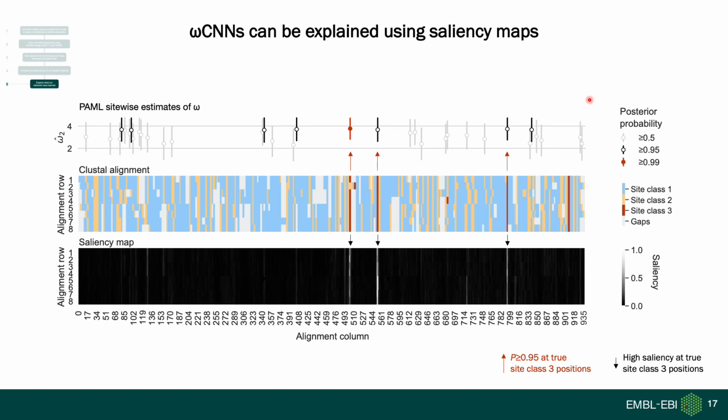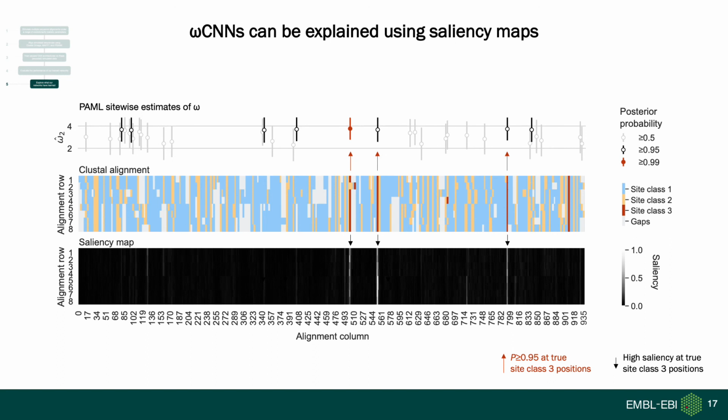Well, here I'm showing an example in which 3 of the 5 true site class 3 sites were identified by PAML with a posterior probability of at least 0.95, only one of which was identified with a probability of greater than 0.99. In addition, however, if we just look at the sites that evolved under positive selection inferred with a posterior probability of greater than 0.95, there were 5 additional false positive sites observed along the alignment. Now, if we look at what our network sees, the 3 true site class 3 sites are also highly salient under our approach, but the false positive sites inferred by PAML are not highly salient.